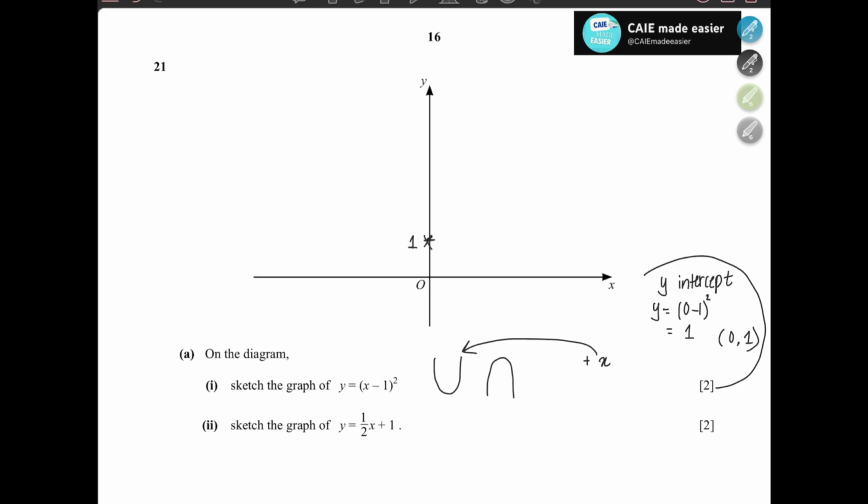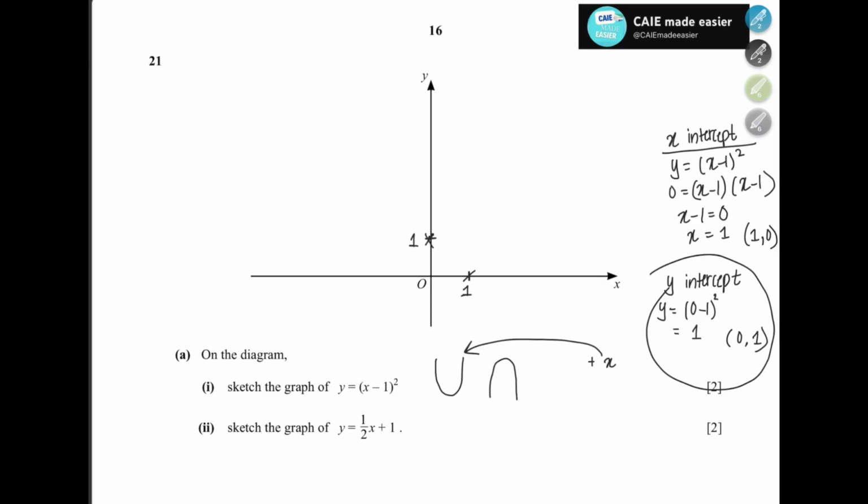Let's find out the x-intercept. So x-intercept is where y is 0. We can write this as 0 equals x minus 1, x minus 1. Now we can just take one of the expressions. X minus 1 equals 0, so x equals 1. So our second point is x is 1, y is 0, somewhere here. This is 1. Now we can find the vertex.